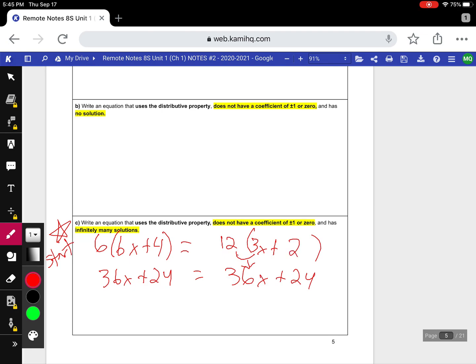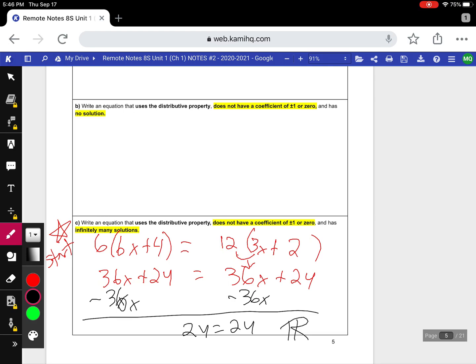I now have two sides of an equation that are the same that are going to give me all real numbers as a solution. Go ahead and follow through and solve this. Minus 36x minus 36x. Oopsie. Would help if I could write. 24 equals 24. And you just wrote an equation that has all real numbers as a solution.